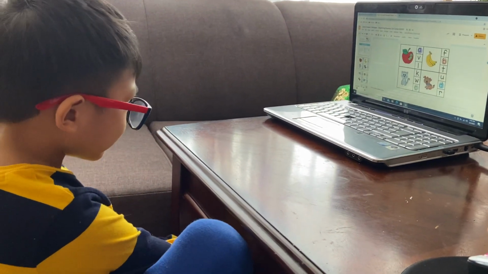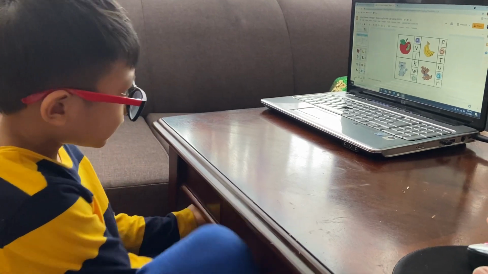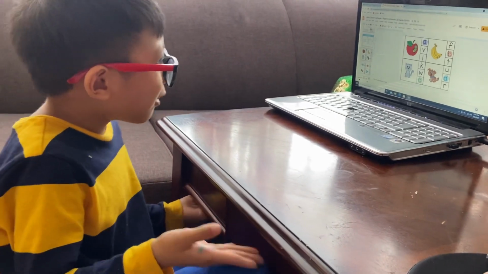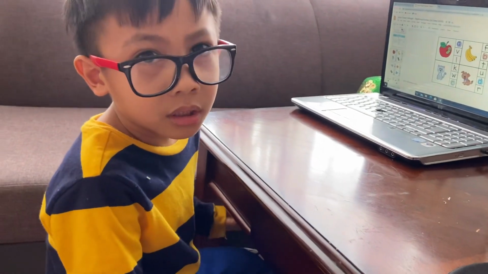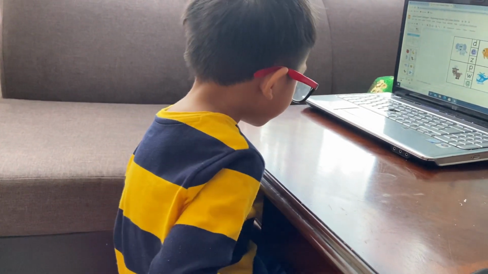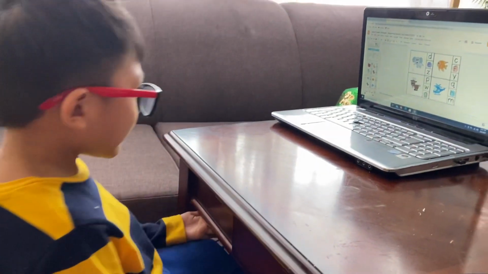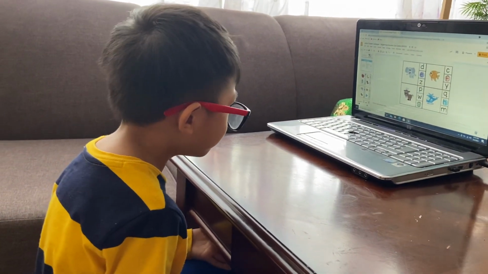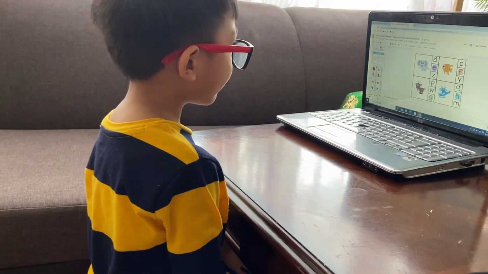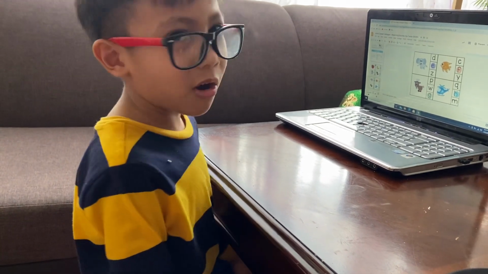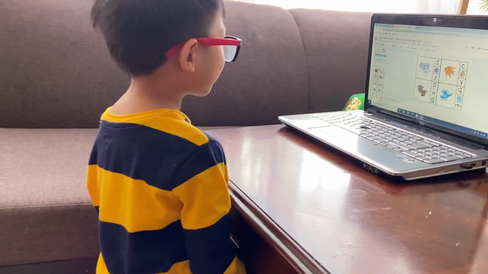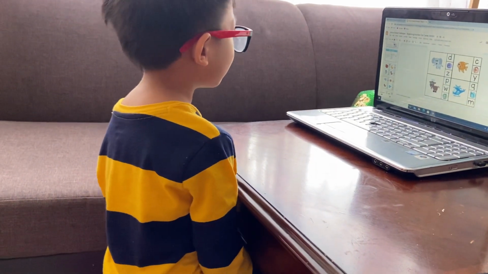It's a cat. Cat. Next one. What is this? Dog. Dog. Okay. Elephant. Fish. Goat. What's the sound of helicopter? Go. What's the sound? Okay.